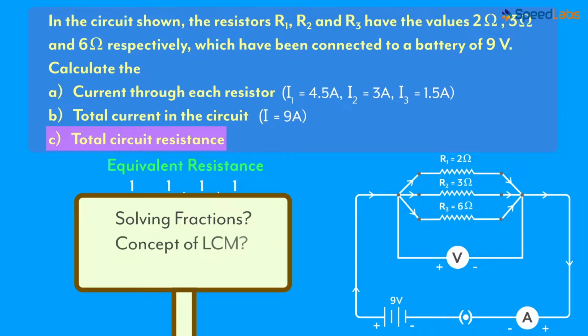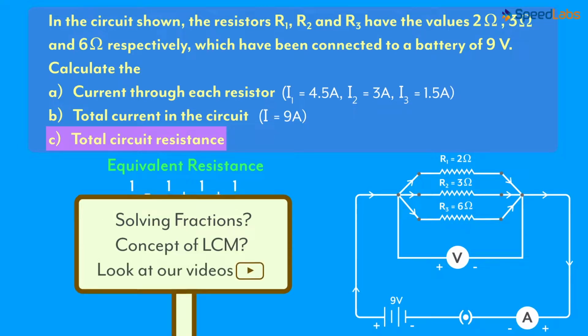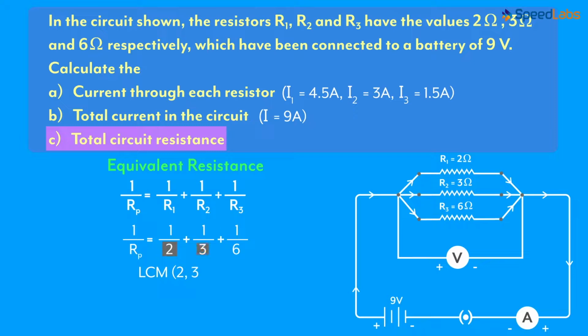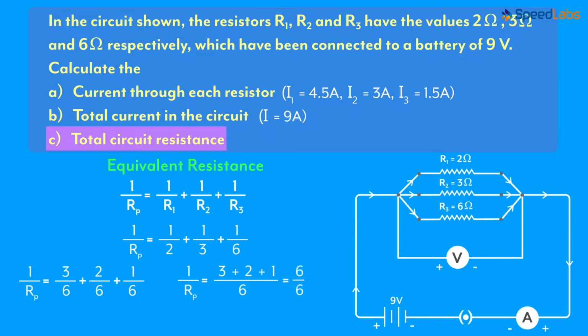Do you remember solving fractions? Do you remember the concept of LCM? If not, you should look at our videos based on these concepts. The least common multiple of 2, 3 and 6 is 6, and that can be the common denominator. As the denominators are common, we can add the numerators over the common denominator. As the reciprocal of 1 is 1, we get the value of Rp as 1 ohm.